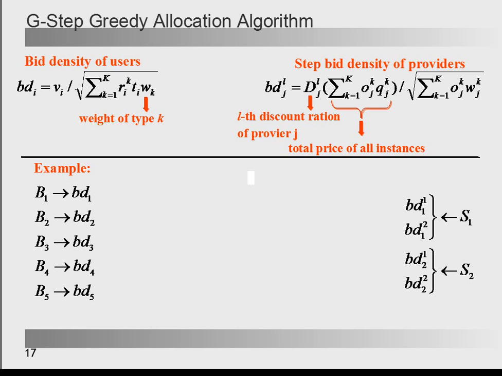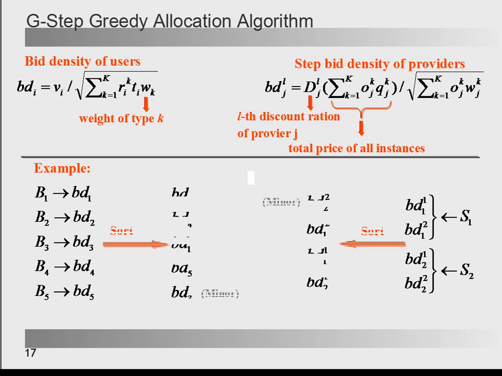In the example, we can see that each bid of users has its bid density, and each bid of providers has several step bid densities. The number of stable bid densities is according to the discount levels given. After the calculation of bid densities, the bid densities of users are sorted in descending order, and the stable bid densities of providers are sorted in ascending order.